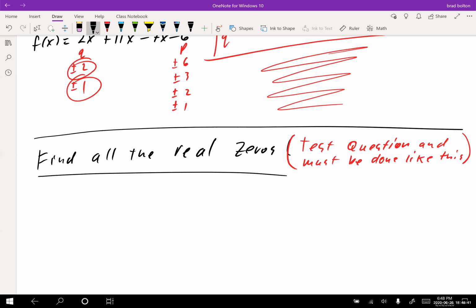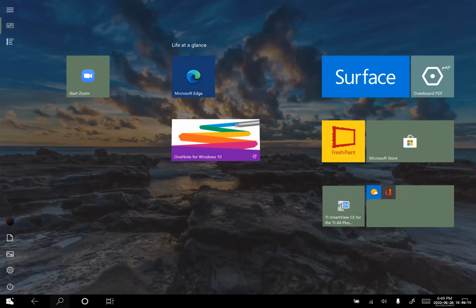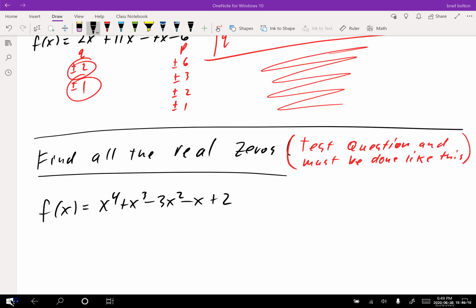If I have f of x equals x to the fourth plus x cubed minus 3x squared minus x plus 2, we need a place to start. Now, if we did not have a calculator, I would recommend we do p over q and make a list for a good place to start. However, we do have a calculator in this class. So we are going to use the calculator to find the first possible zero. So I'm going to turn on my calculator. Let's give it a second.